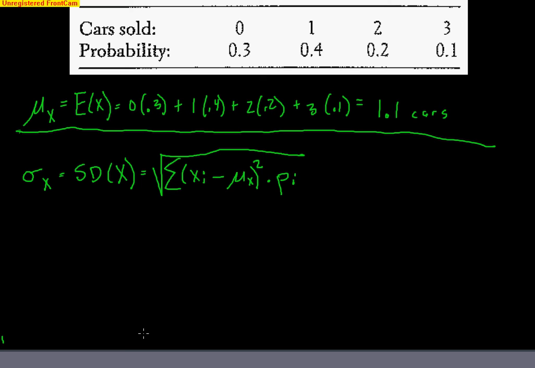So a little bit more of a confusing formula, but it's really not that difficult. You take your value minus its mean squared times its probability, then add all those up, and then a giant square root around all of that.